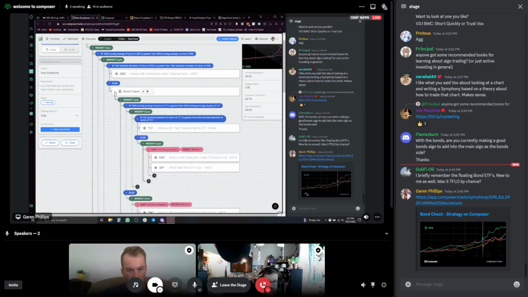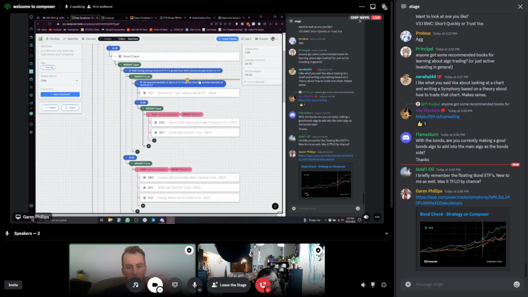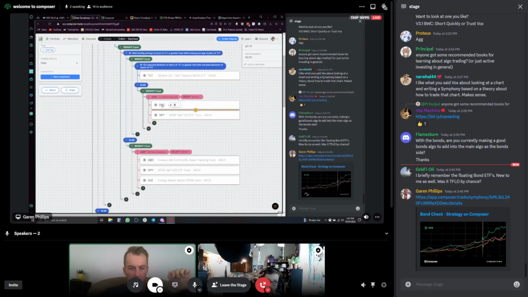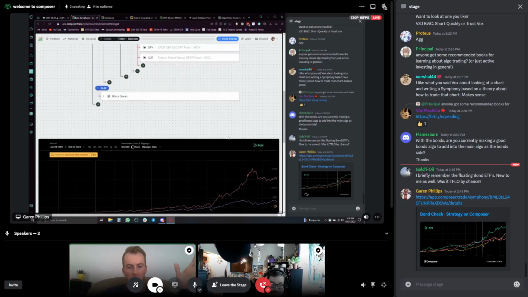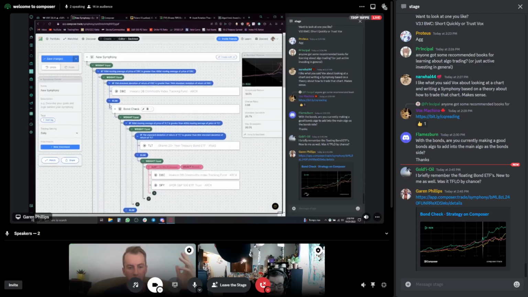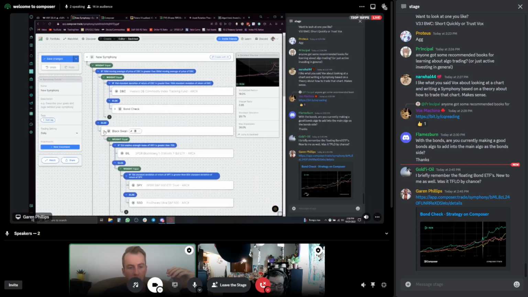Yeah. So inside here, we get into a bond check where we're doing the same thing. We're checking long-term bonds, and then we're doing a standard deviation of TLT, and then we are basically selecting the lowest drawdown between SPY and DBC. So we're rotating between whichever ones have the max drawdown check, which selects whichever one is moving up the most, or doesn't have a drawdown essentially.